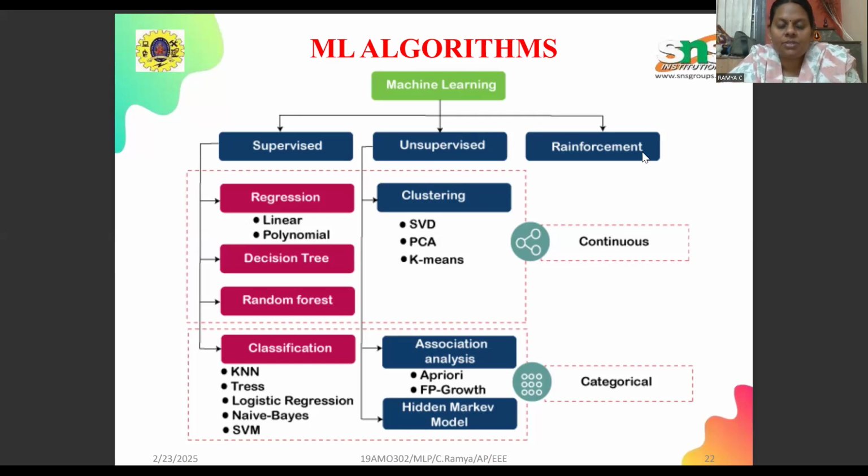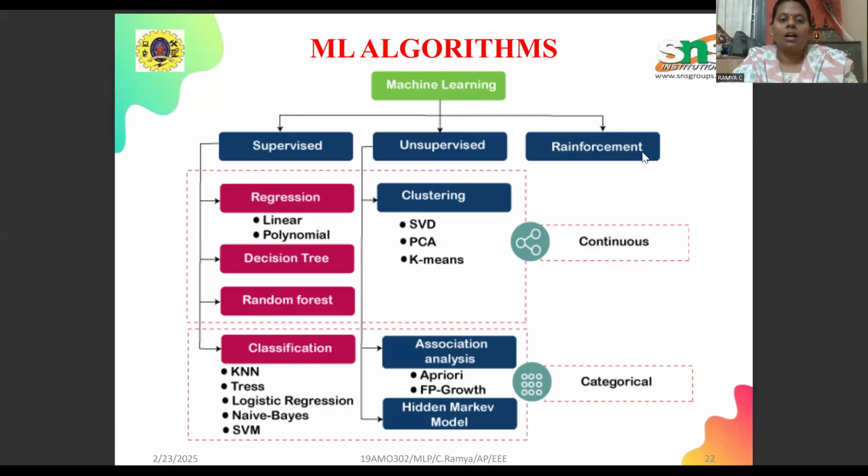So in the previous videos, we have discussed the basics of machine learning and the process that takes place in machine learning. Today, we are going to see the various machine learning algorithms. In the previous class, we saw the types of ML. Basically, we have supervised, unsupervised, and reinforcement learning. We have certain classifications of algorithms under these types.